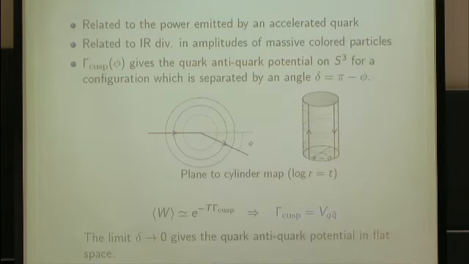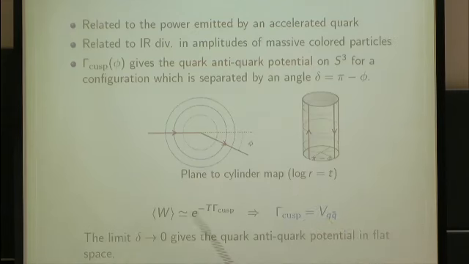Why is this interesting? In principle, if you think of this as a trajectory of a quark, there is a sudden change in the velocity, so there is going to be radiation, and this quantity is related to the power that is emitted by this quark. It is also related to the IR divergences of certain amplitudes of massive colored particles.